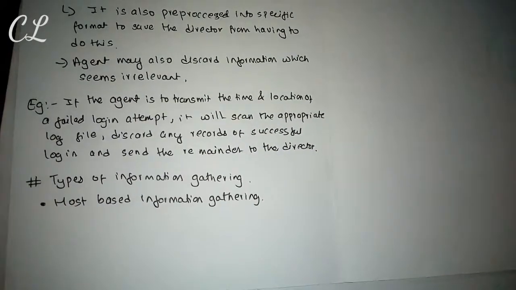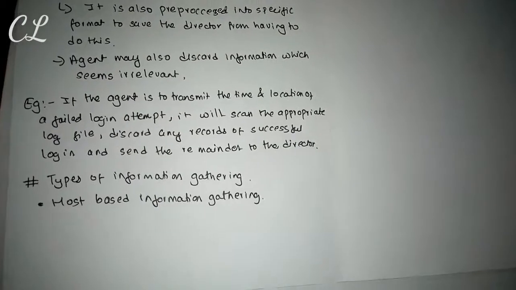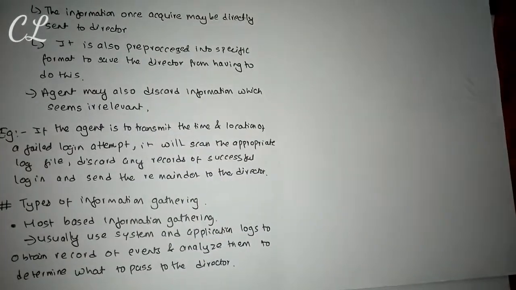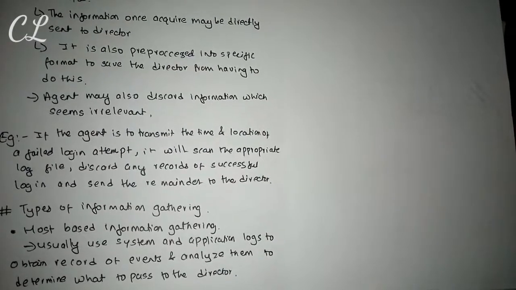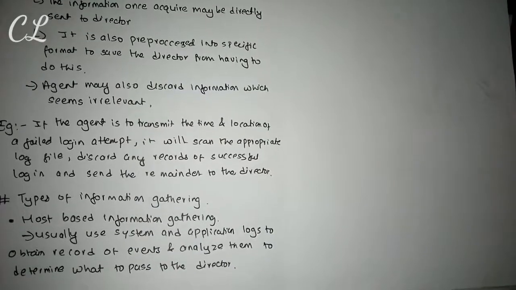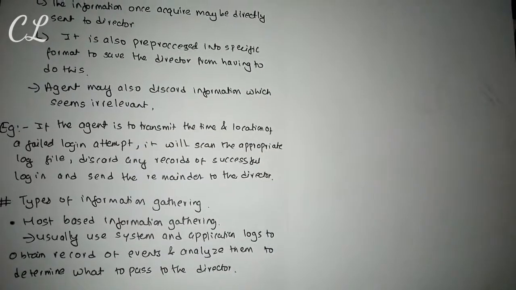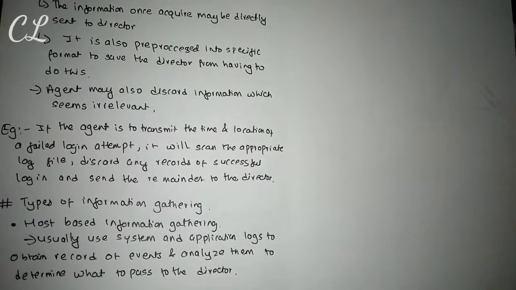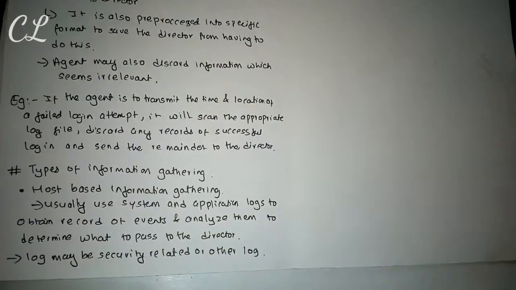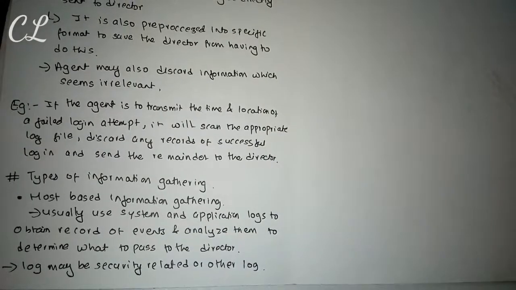Types of information gathering. There are two types of information gathering. The first one is host-based information gathering. It usually uses system and application logs to obtain records of events and analyze them to determine what to pass to the detector. Basically, it is working on the information that it gathers from the host itself. Logs may be security related or other logs.